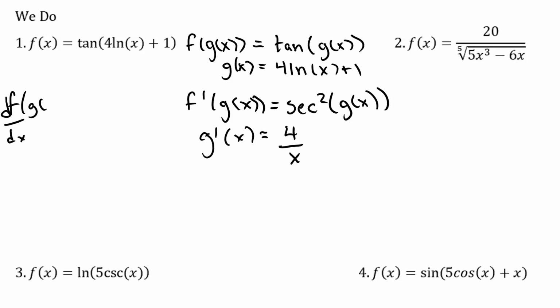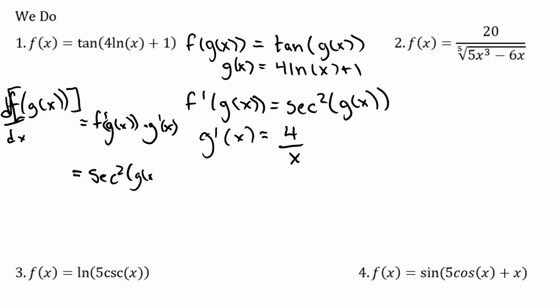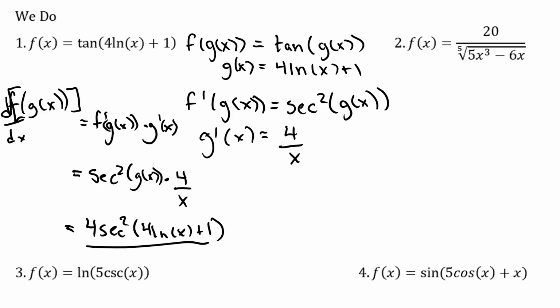So our derivative of this composition function is equal to the derivative of the outside with the inside remaining the same, times the derivative of the inside. In this case, we have secant squared g of x times 4 over x. So we've got 4 secant squared, and our inside was 4 ln x plus 1, divided by x.